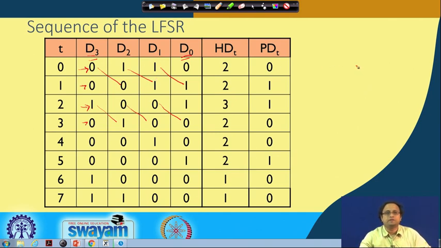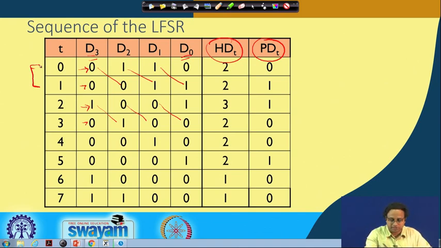And now we define two variables. One variable is denoted as HDT and the other variable is denoted as PDT. So what are the definitions of HDT and PDT? In HDT we calculate the Hamming distance between two successive states, and I calculate the Hamming distance between them.